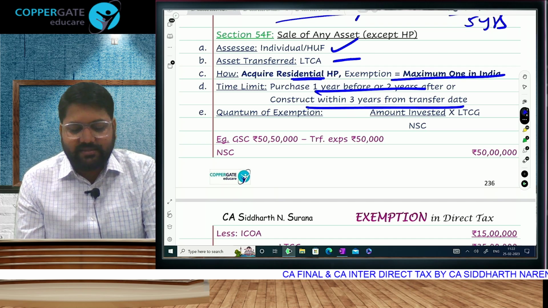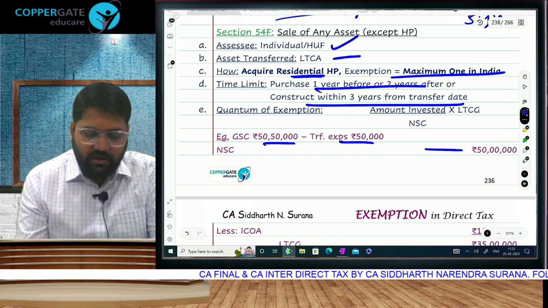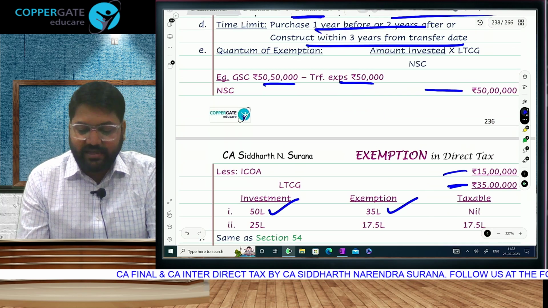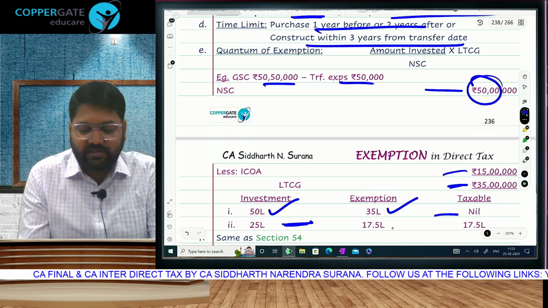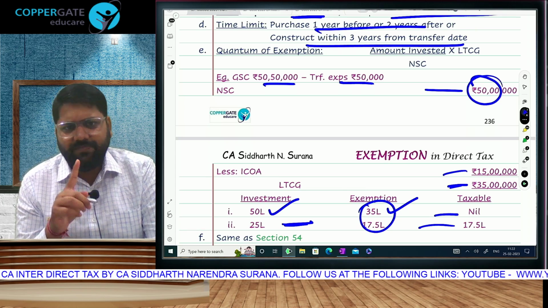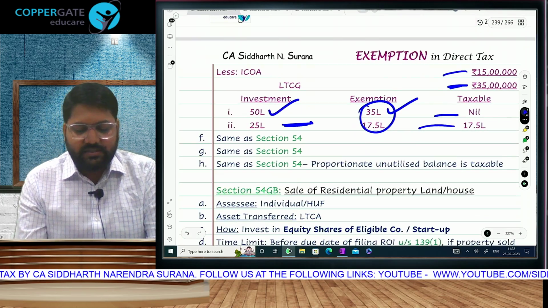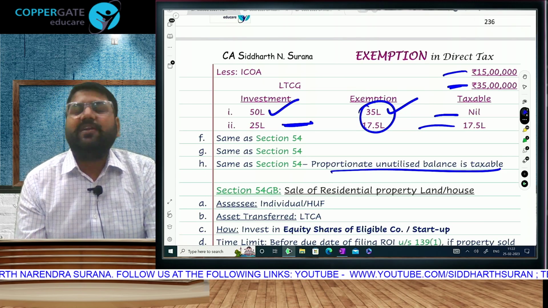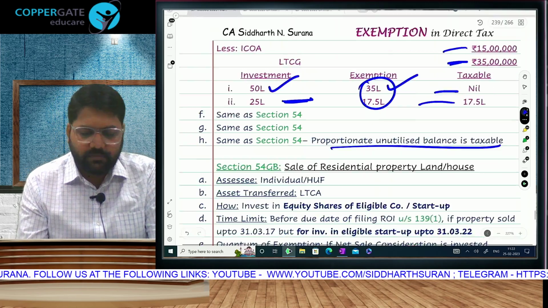If the entire net sale consideration is invested, so supposedly GSC less transfer expense, this is NSC. Assume this is your cost, so this is your capital gain. If you invest 50 lakh, then 35 is exempt, nothing is taxable. But if you invest 25, so only 50% of your NSC is invested, then only half will be exempt, the other half will be taxable. Like NRI taxation, you have to invest the NSC amount here, not the gain amount. Other points are same, and for the unutilized balance being taxable in CGDS, obviously this time it will not be fully taxable because exemption is also proportionate, so taxability will also be proportionate.